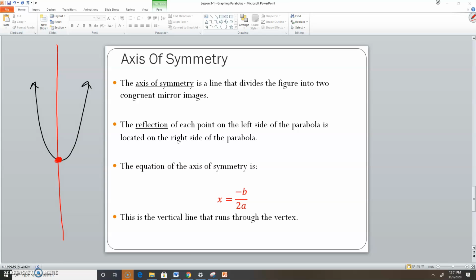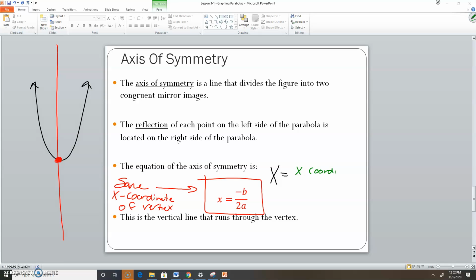Okay? So when you look at this, the equation for the axis of symmetry is x equals negative b over 2a. That's the same as the x coordinate of my vertex. Okay? So what that means is, once you find your vertex, you know your axis of symmetry. Your axis of symmetry is always going to be x equals the x coordinate of the vertex. So there's really no work that you have to show.